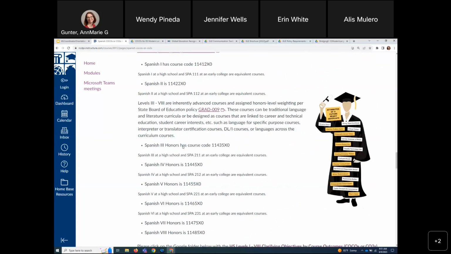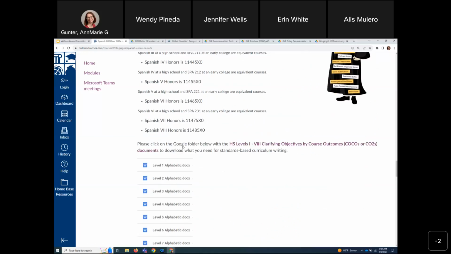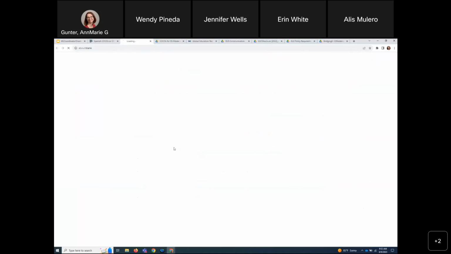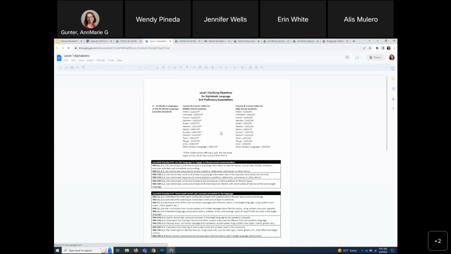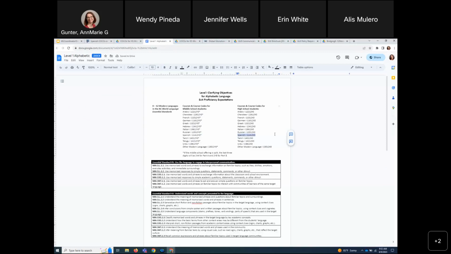Here's the rest of the Spanish courses, and here's the COCOs documents. So if you open those up, for example, and you say I want to look at level 1, level 1 applies equally to all alphabetic languages. So if you open that document up, not only do you have the course code for Spanish 1, which is up here in the list, but you also have the other course codes that use this same level 1 proficiency outcomes.